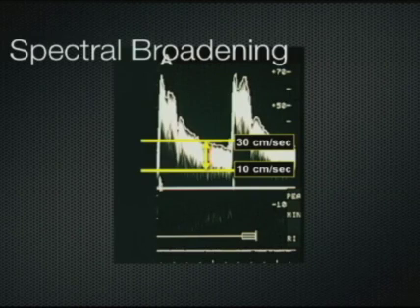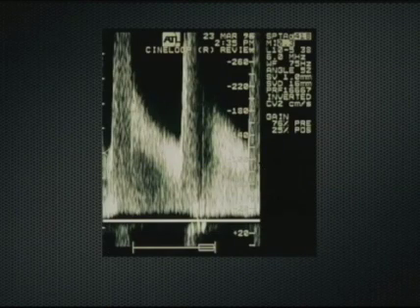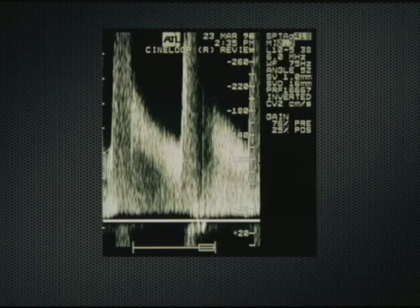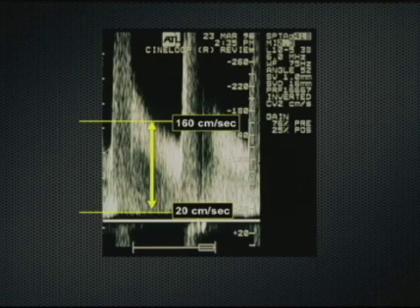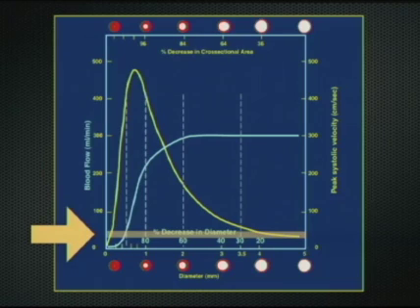This is generally not of great interest to us except in cases of very severe stenosis where we may see extreme spectral broadening. For example, in this vessel, in addition to very high peak systolic velocities, we can see that throughout the waveform there's a very large range between the highest moving and the lowest moving red cells measured by Doppler. This is an indication of turbulence, and this feature of the waveform is important as we approach complete stenosis.